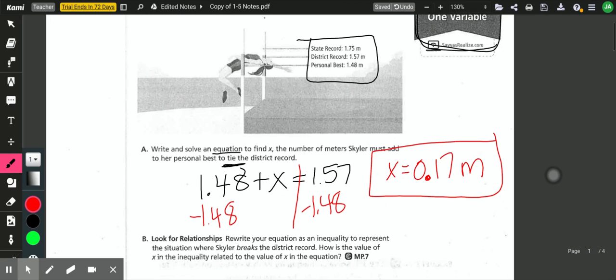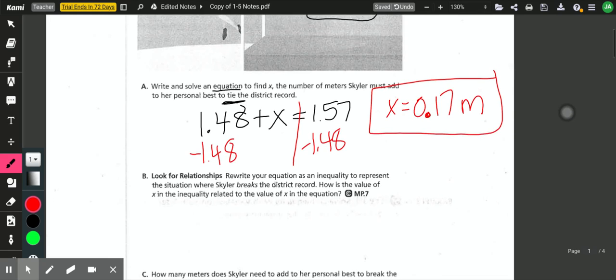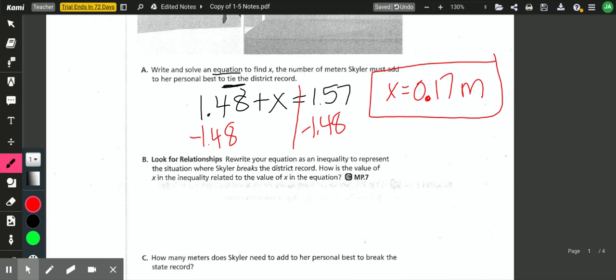Okay. So let's look at part B. So now it says to rewrite your equation as an inequality to represent the situation where Skylar breaks the district record. How is the value of x in the inequality related to the value of x in the equation? Okay, we'll come back to that second question here. But it wants us to rewrite our equation with an inequality.